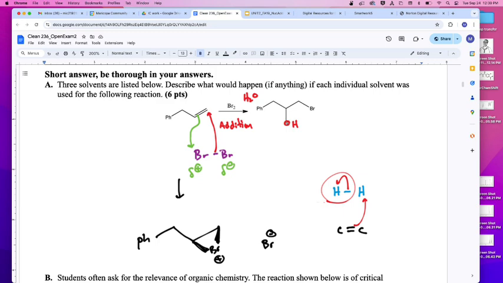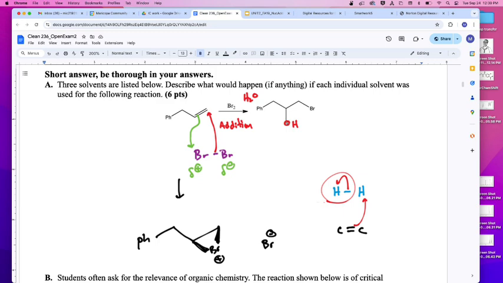Yes, good. Okay. What is it not supposed to do? React. Okay. And if we consider the overall reaction, the big thing that we're concerned about is this bromide needs to come in as a nucleophile. So what should the solvent not do? Act as a nucleophile. What makes a nucleophile? Electrons. A source of electrons.